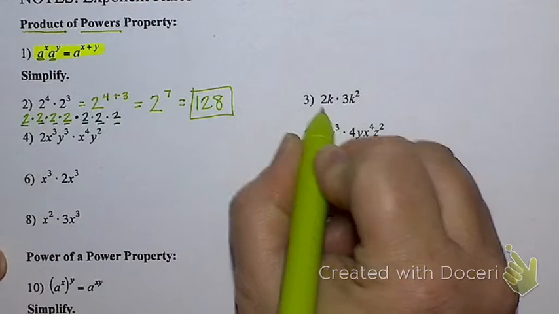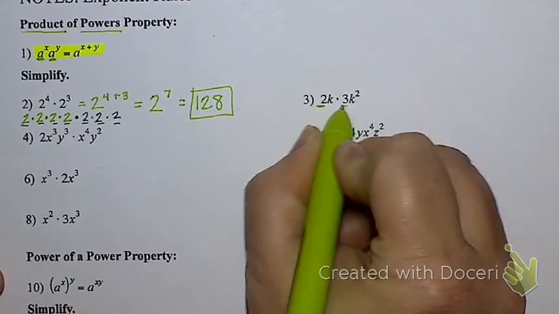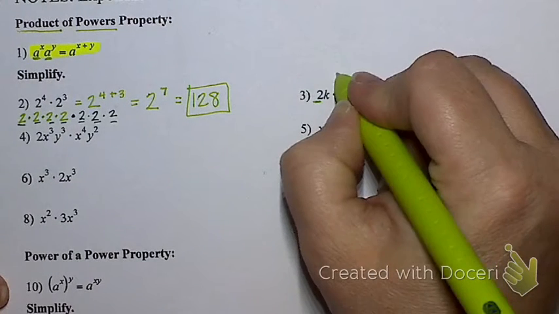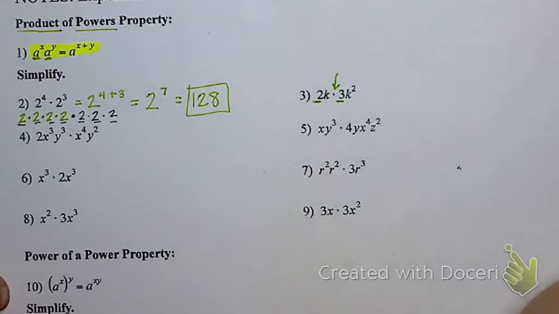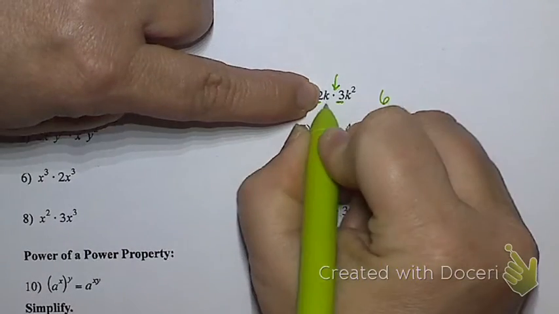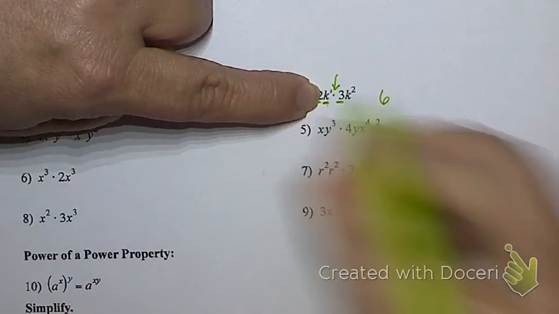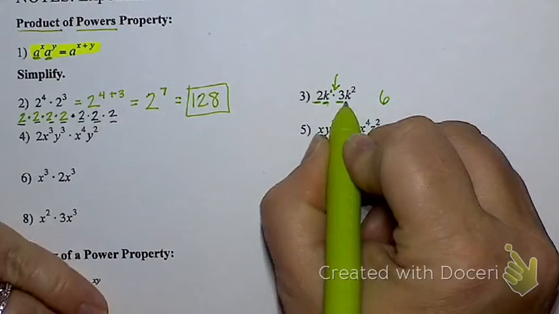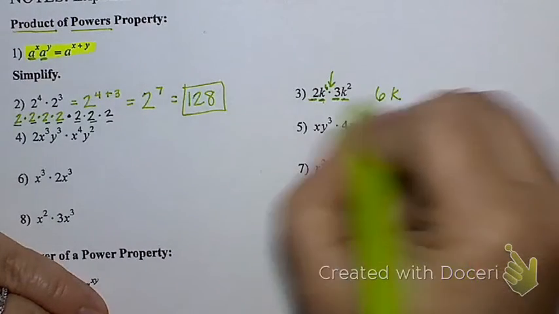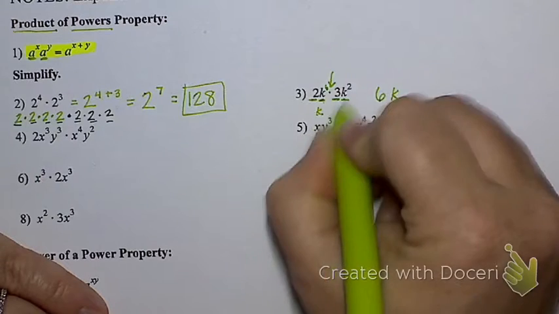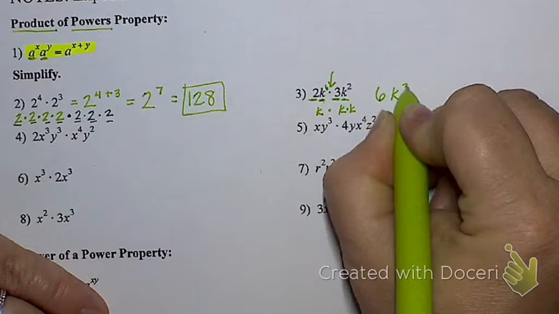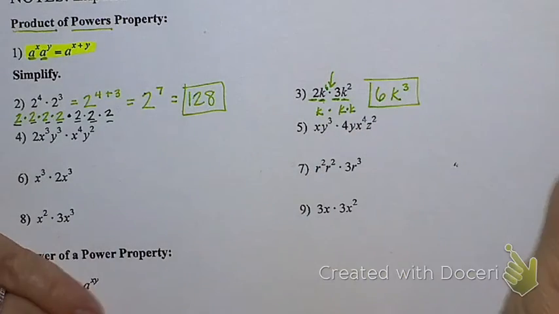What if I have something like this where they have coefficients? There's a 2 and there's a 3. I'm going to multiply the coefficients. 2 times 3 is 6. And then I have k to the 1st, right? If it has no exponent, it's a 1. And k to the 2nd. So what is that going to give me? K to the... Here I have 1. Here I have... So, k to the 3rd. And that's my answer.